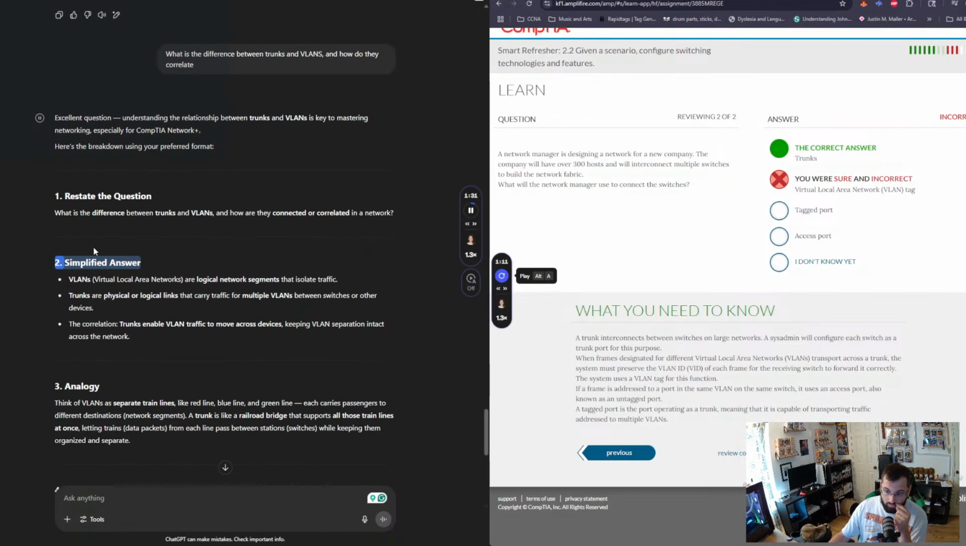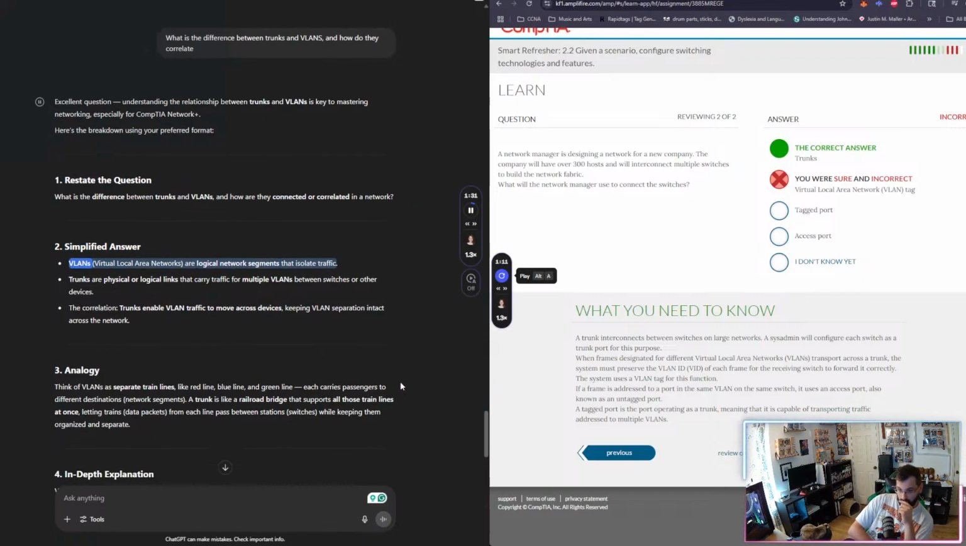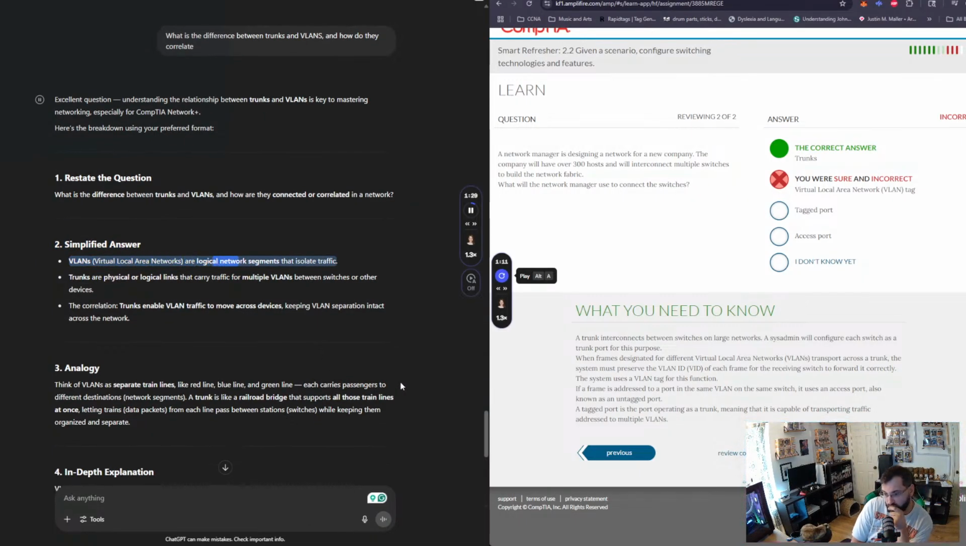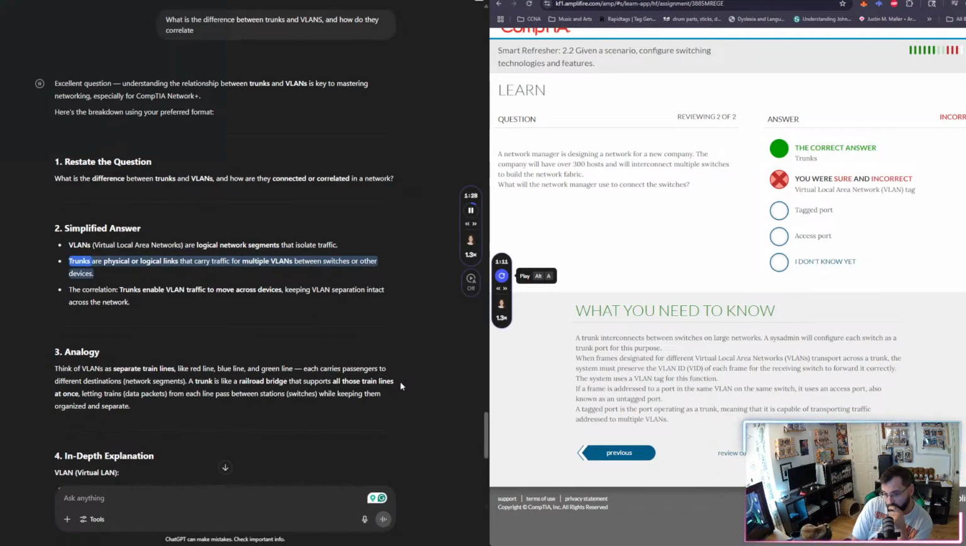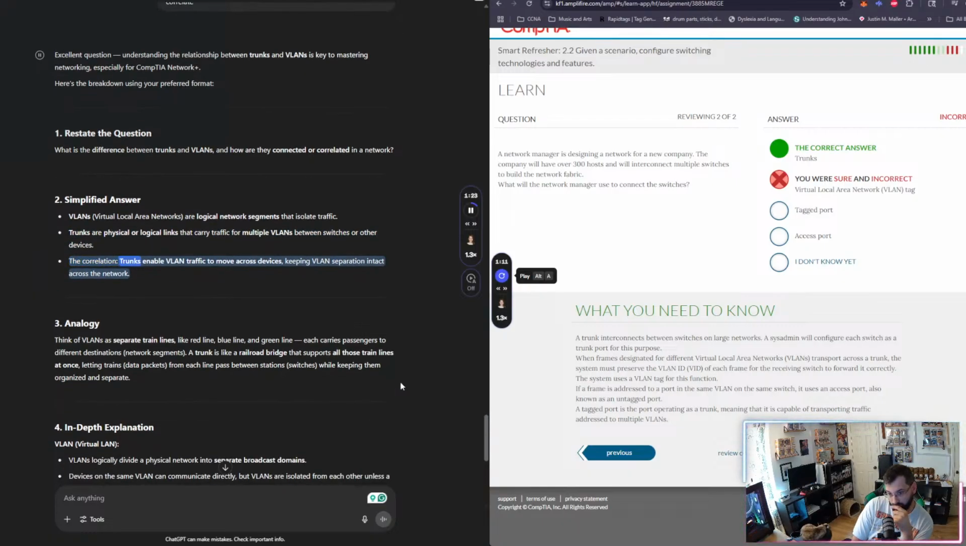Simplified answer. VLANs, virtual local area networks, are logical network segments that isolate traffic. Trunks are physical or logical links that carry traffic for multiple VLANs between switches or other devices. The correlation: trunks enable VLAN traffic to move across devices, keeping VLAN separation intact across the network.